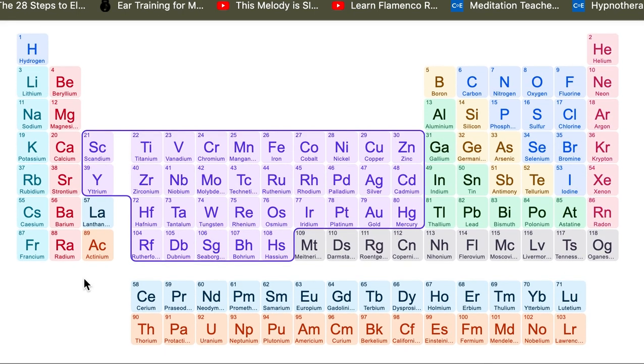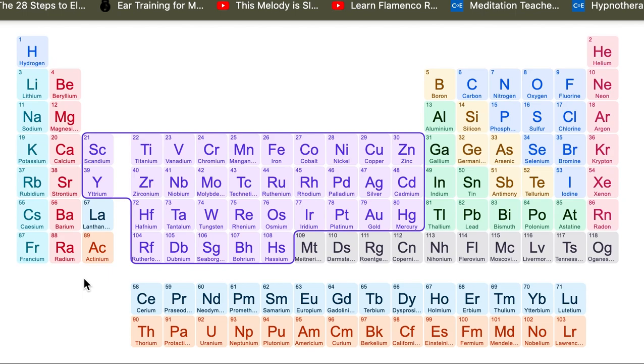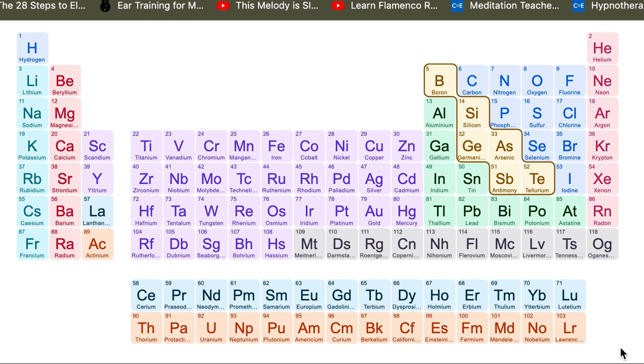So we're going to see all of these elements and understand what they are in the other chapter, but right now I'm just dividing the entire periodic table for you to understand the different parts of it. This is the transition elements. Then we have the metalloids. Metalloids are the elements which are close to the staircase line.